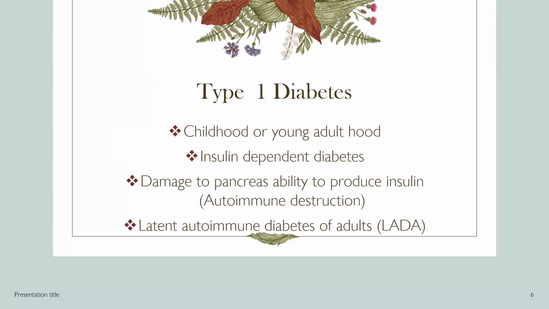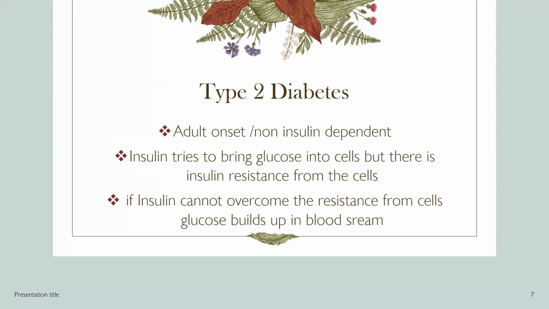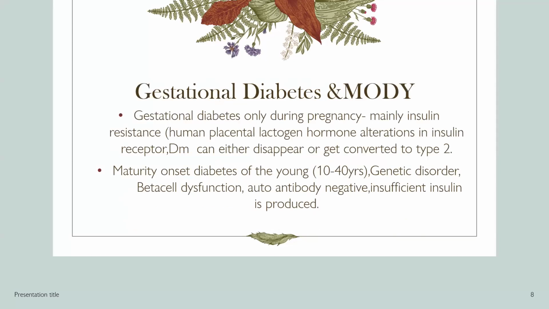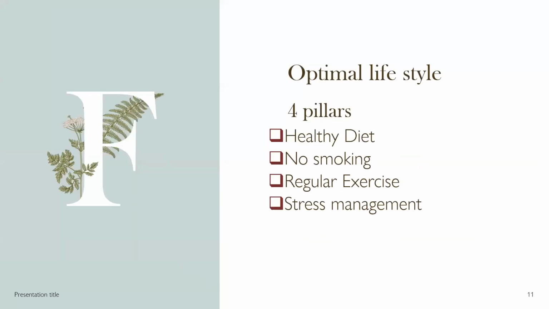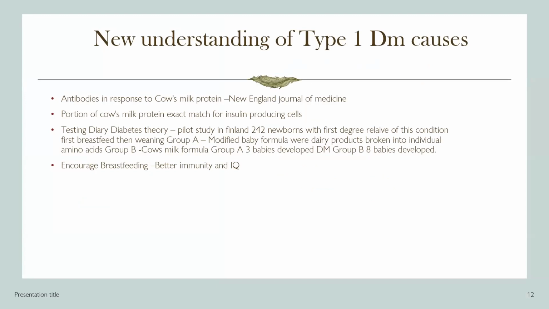In a few cases, what I have seen is a few patients will be between type 1 and type 2. They are also called 1.5 diabetes. This is about type 2 diabetes. This is about gestational diabetes. Now the treatment modalities. The doctor spoke about optimal lifestyles and also the 4 pillars of reversing diabetes: healthy diet, no smoking, regular exercise, and stress management. Stress management is very, very important when it comes to reversal of diabetes.